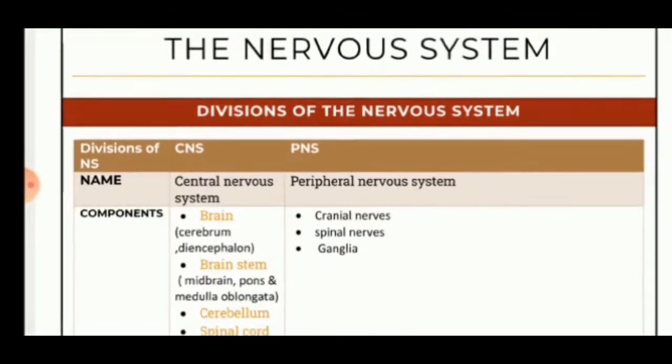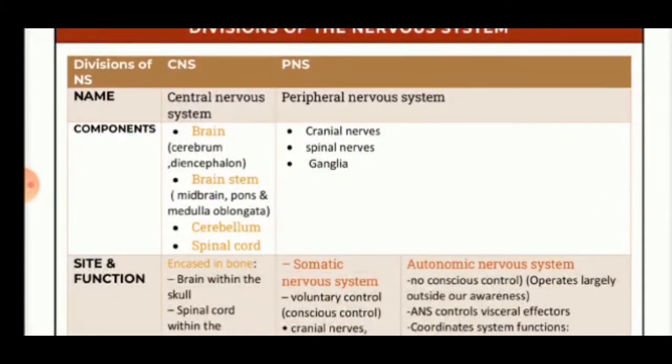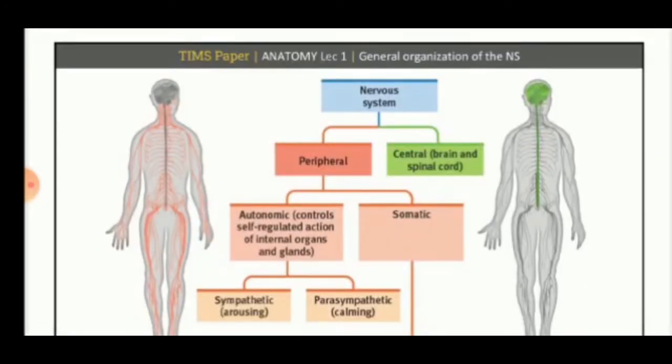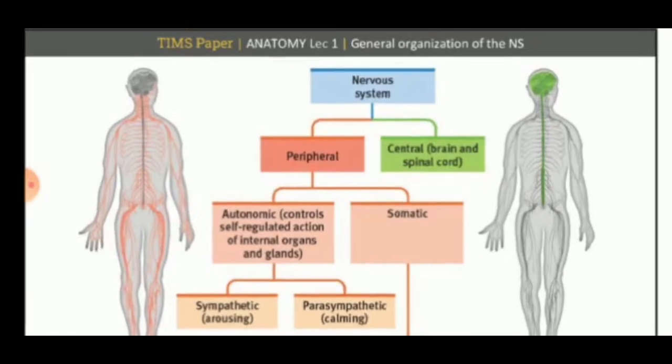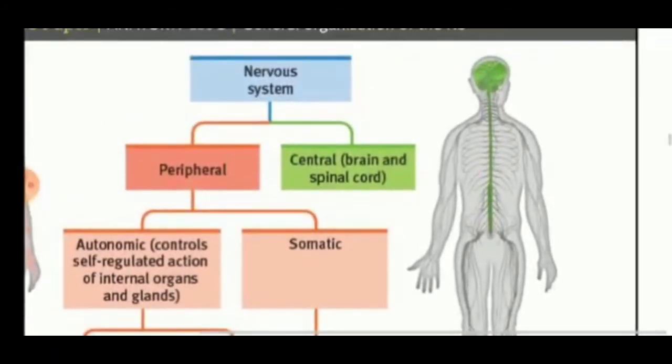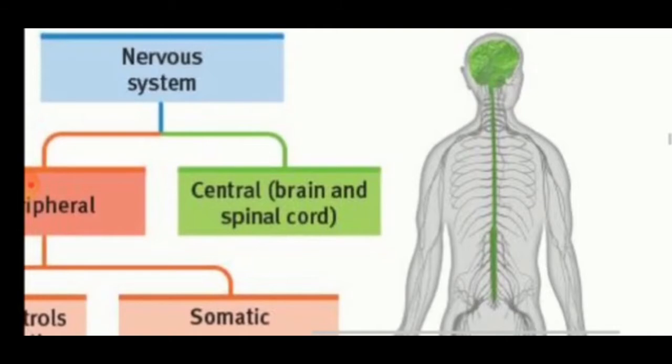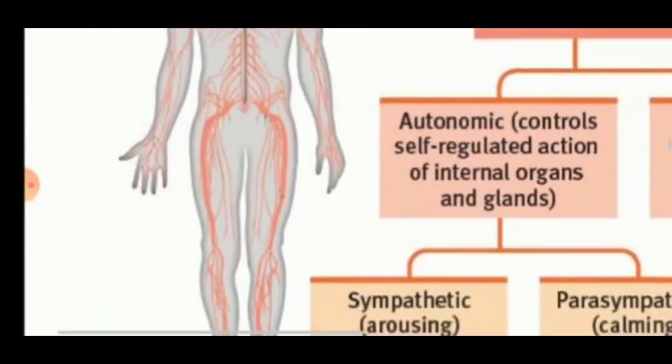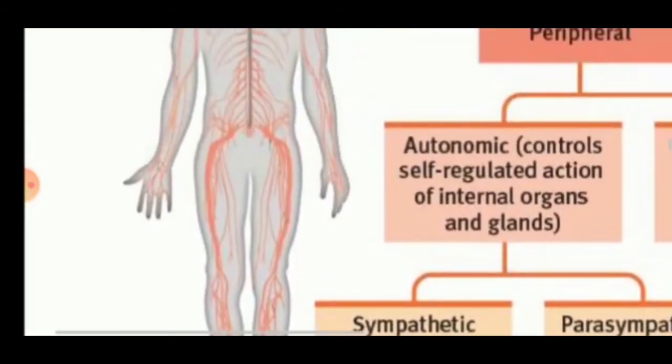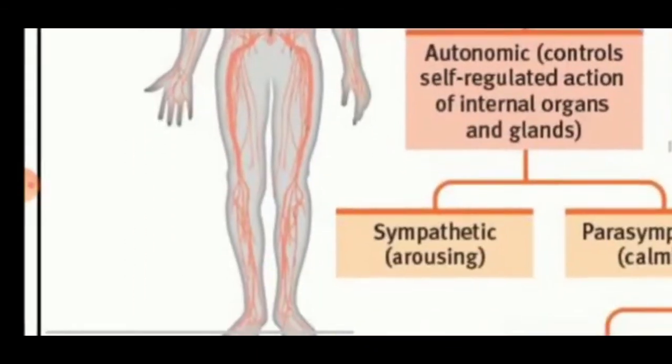We are going to start this lecture using this table. Actually, it was made to make it easier for you to study the general organization of the nervous system. As we said before, nervous system is made up of central nervous system and peripheral nervous system. This diagram shows the difference between peripheral and central nervous system using different colors. Here is the central, made up of brain and spinal cord. And here is the peripheral nervous system, any nerve outside brain and spinal cord.